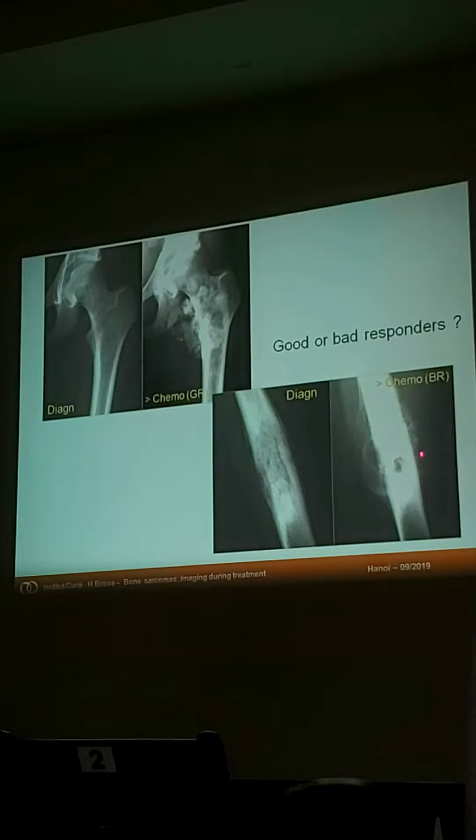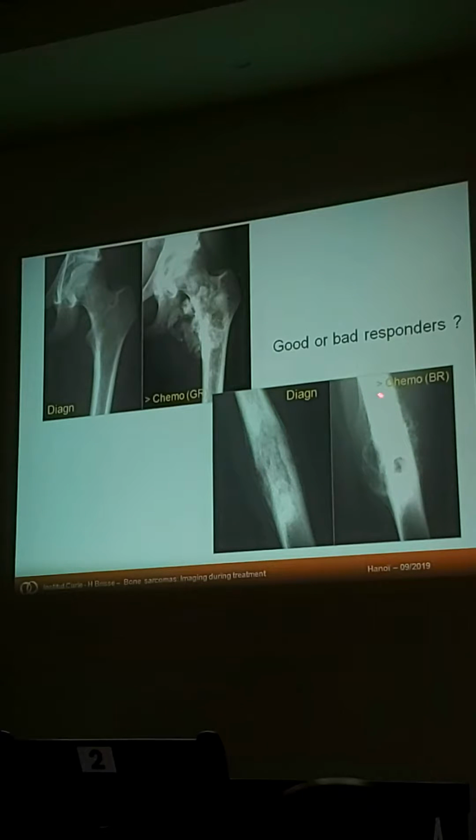Also, there was some calcification in the soft tissue with production of the pseudocapsule, a calcification of the periosteal reaction. So it looks like a response. There was actually a response, but it didn't reach the 90% of necrosis. So it was classified as bad responders. Probably it was, I don't know, 50% of response, 70%, but it was not more than 90.